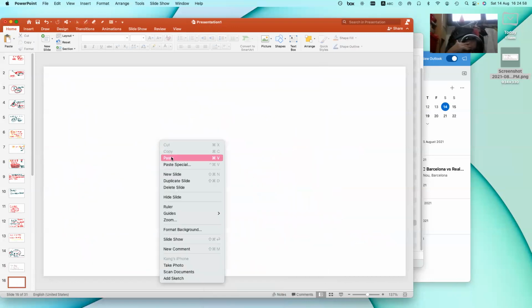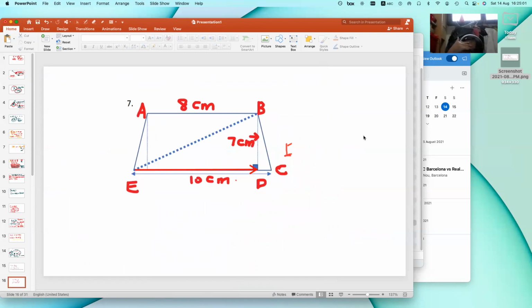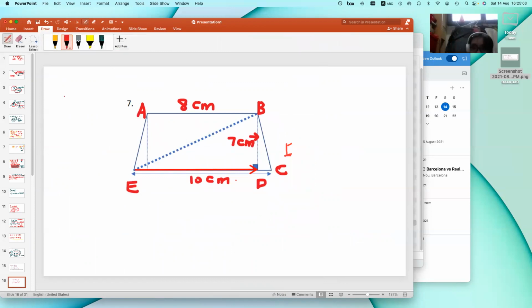Is that a trapezium? How do you spell? If you spell it wrongly, you are wrong. How do you spell trapezium? Quick. Trapezium. Yes. T-R-A-P-E.